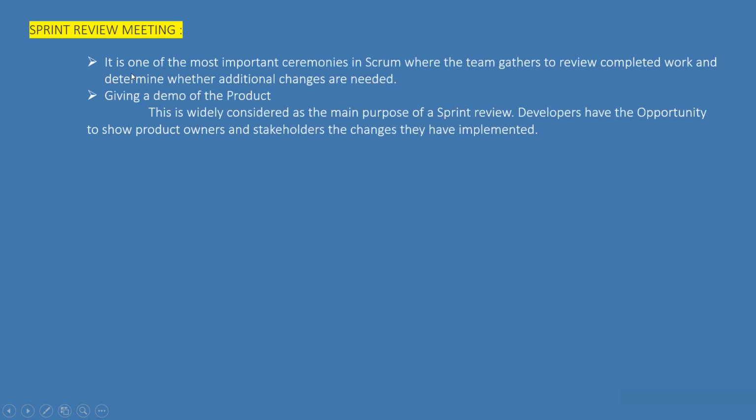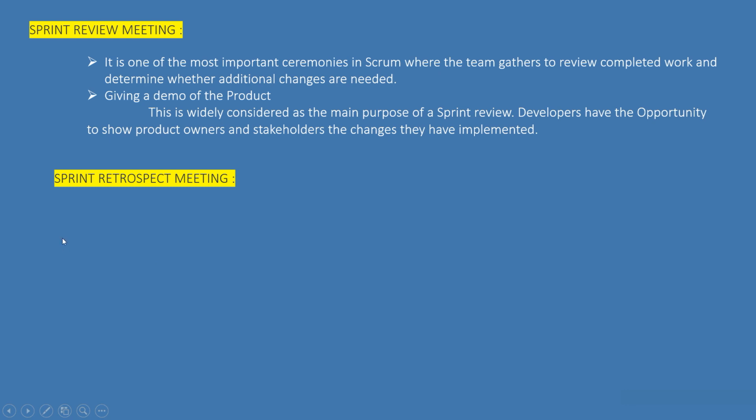Next, what is the sprint review meeting? It is one of the most important ceremonies in Scrum, where the team gathers to review completed work and determine whether additional changes are needed, giving a demo of the product. This is widely considered the main purpose of a sprint review. Developers have the opportunity to show product owners and stakeholders the changes they have implemented.